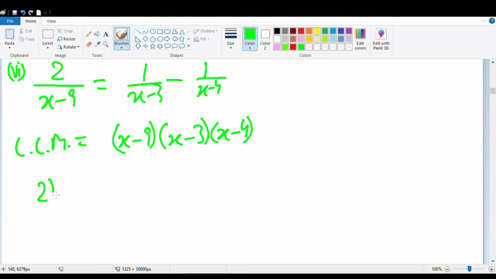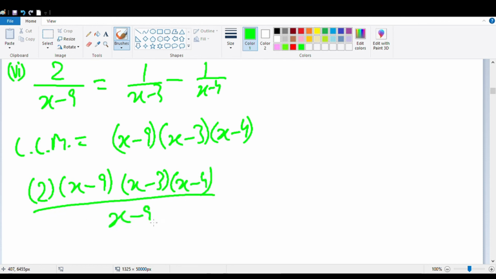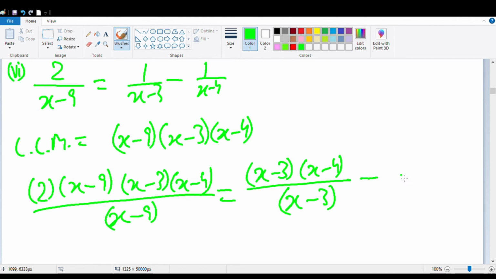So let's multiply all terms by this. 2 into x minus 9, x minus 9 into x minus 3 into x minus 4, all divided by x minus 9, is equal to, let's just not write 1 and 2 because it doesn't make a difference, x minus 3 into x minus 4, divided by x minus 3, minus, oh wait, there's also x minus 3 into x minus 9 into x minus 4 into x minus 9 divided by x minus 4.